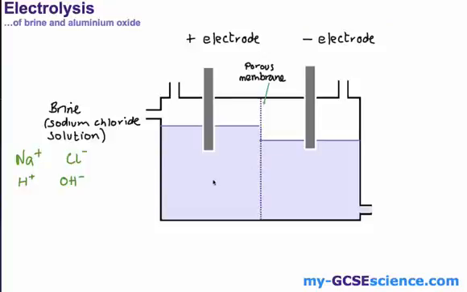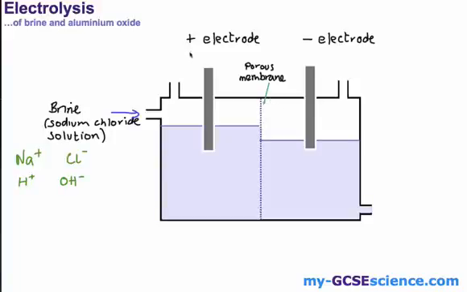We have a tank that we can pump our brine or sodium chloride into, and in that tank we have two electrodes, the positive electrode and the negative electrode for our electrolysis. Separating the two halves of the tank is what we call a porous membrane. This just allows a certain amount of flow of substances but restricts other substances that might recombine in ways in which we don't want them to.